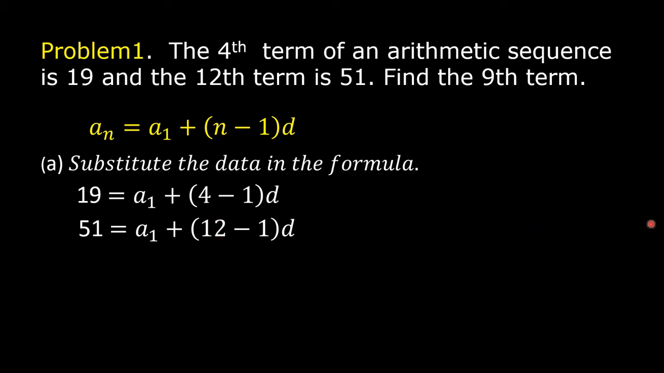Let us simplify the two equations. 19 is equal to a sub 1 plus 3d, since 4 minus 1 is 3. 51 is equal to a sub 1 plus 11d, since 12 minus 1 is 11.